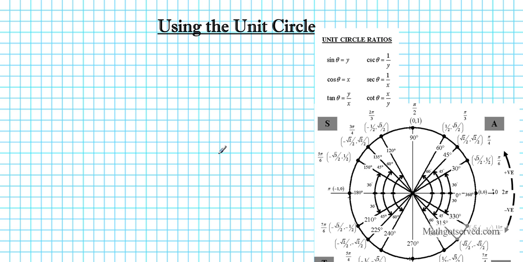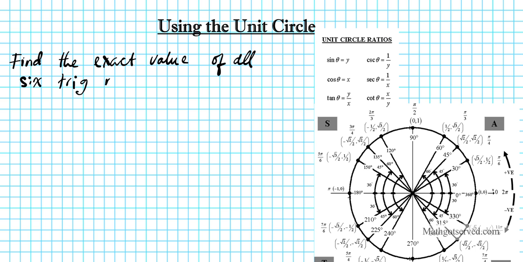All right, let's go ahead and write down the instructions for the examples we're going to be going over. As you can see, we're going to need a unit circle to do these problems. So the instructions are as follows. Find the exact value of all six trig ratios for the given common angles.